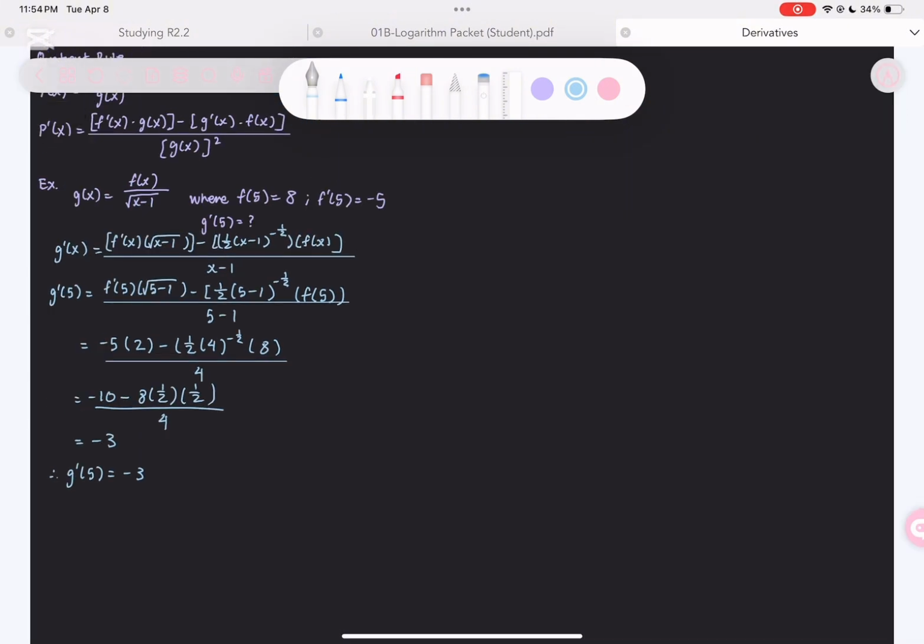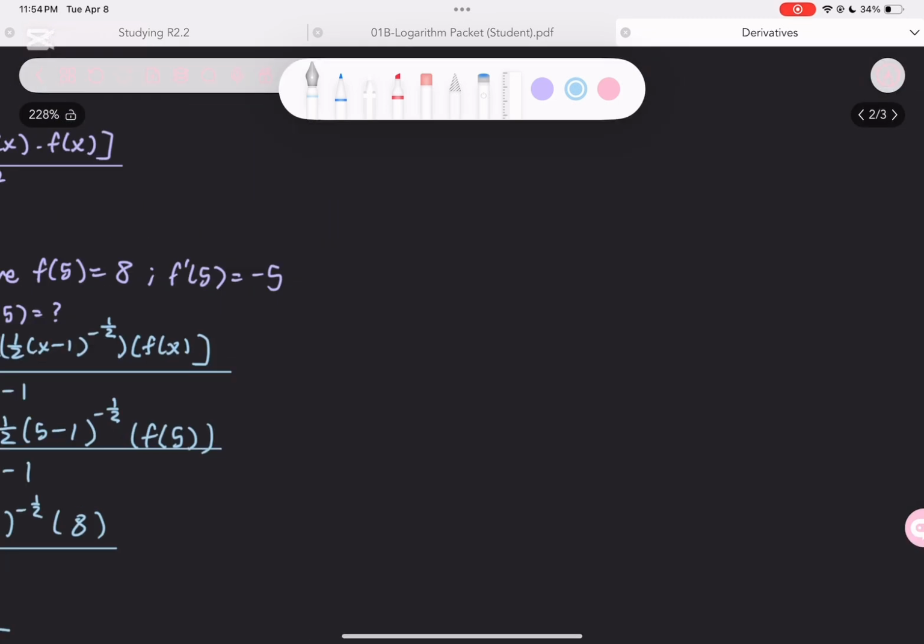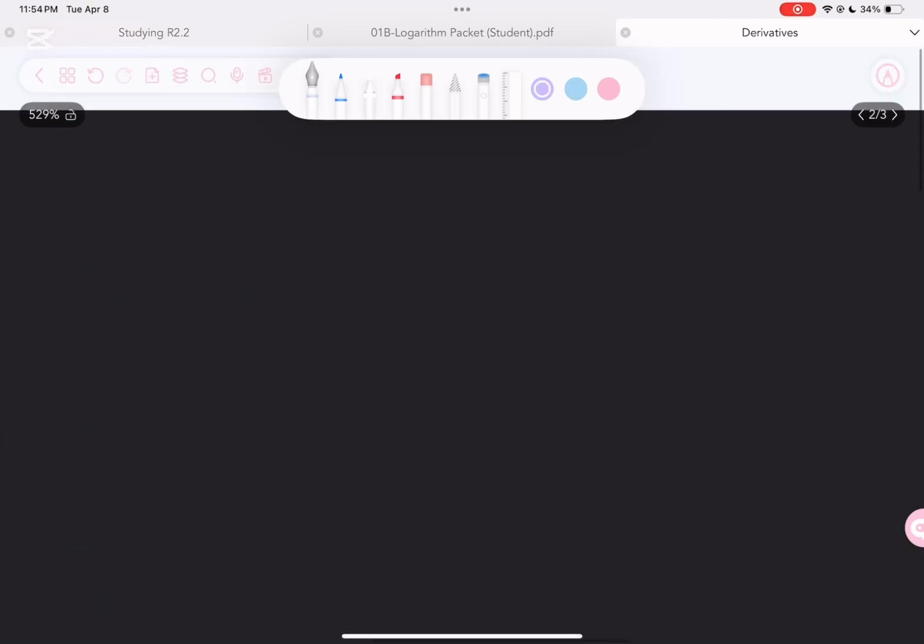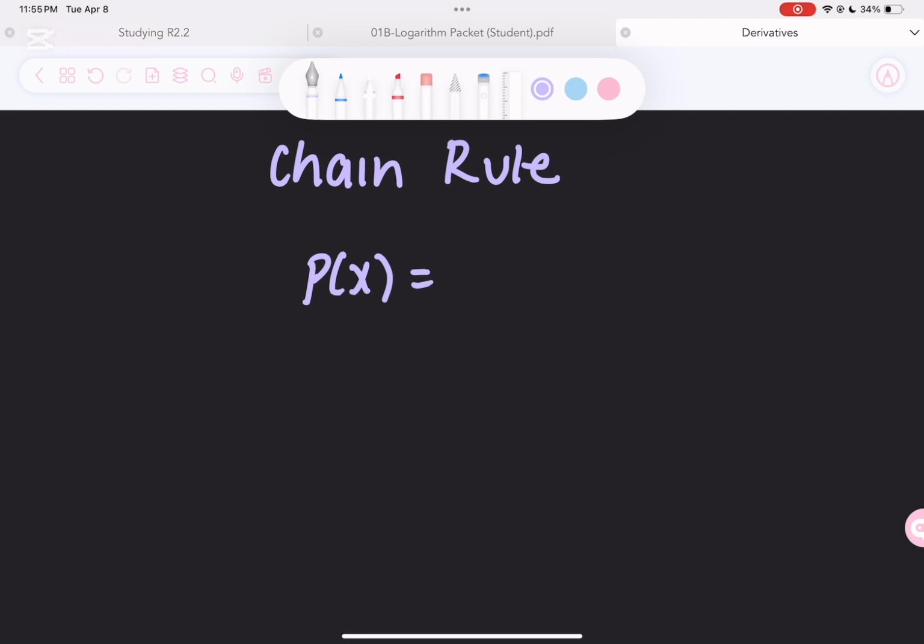Very cool. Okay. Now we get into the nitty-gritty, my least favorite thing, chain rule. It's bad when you have a product rule or a quotient rule nested within a chain rule, but this is basically a function within a function. So p of x is now f of g of x.